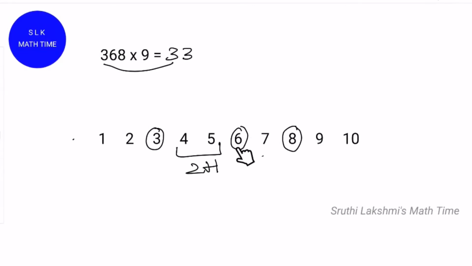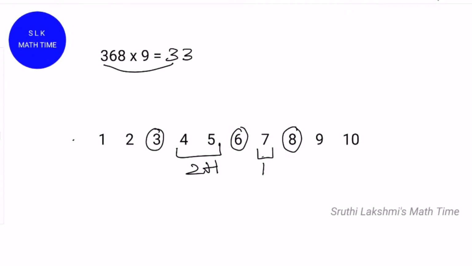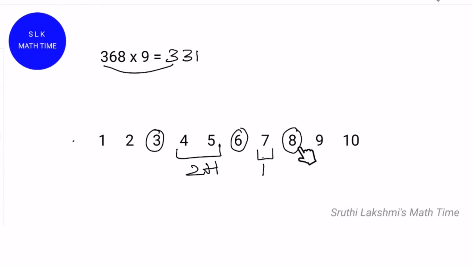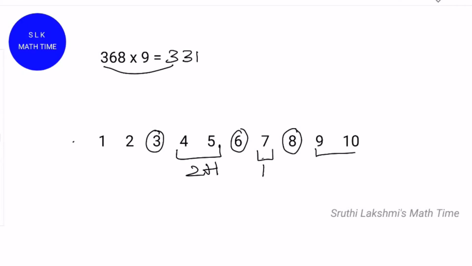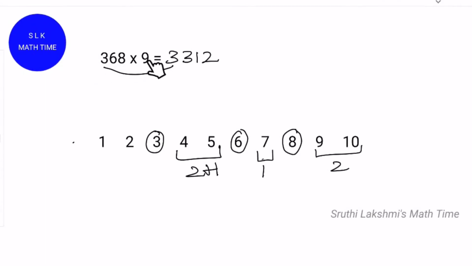Now we find how many numbers there are between the second and the third number, which is 1. Now we write this 1 down as it is. Next, find how many numbers are there to the right of the last digit. So that is 2. So we write this 2. So 368 into 9 is 3312.